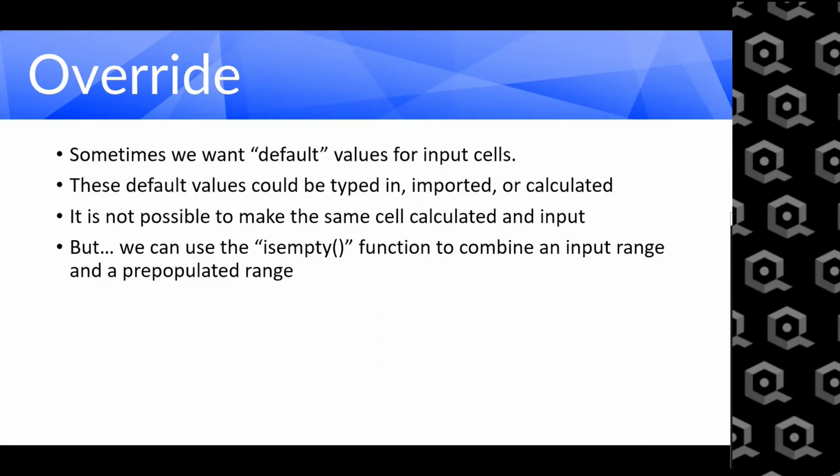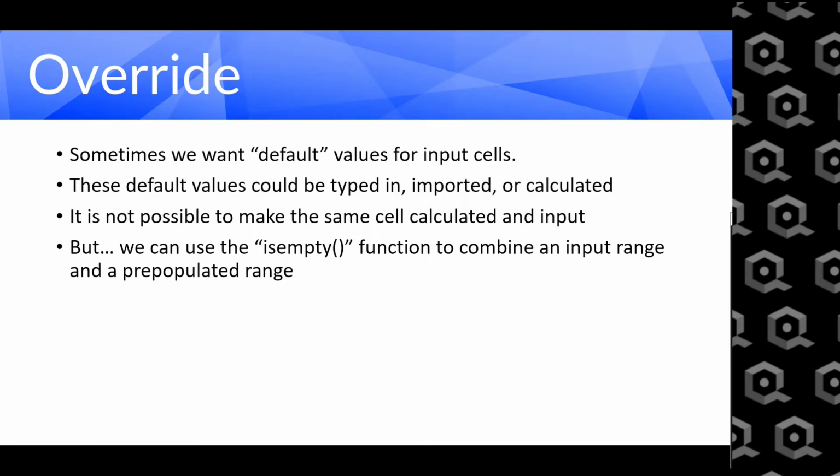These default values could come from data import. They could be just typed in by that user or by another user, or they could be, as in the case of this particular demonstration, calculated. Bear in mind that everything I'm talking about here is not specific to calculation. Your default values can come from anywhere. With the current architecture of Quantrix Modeler, and I suspect it will remain this way, it is not possible to make the same cell be calculated and an input cell. It would be difficult to understand what was going on there.